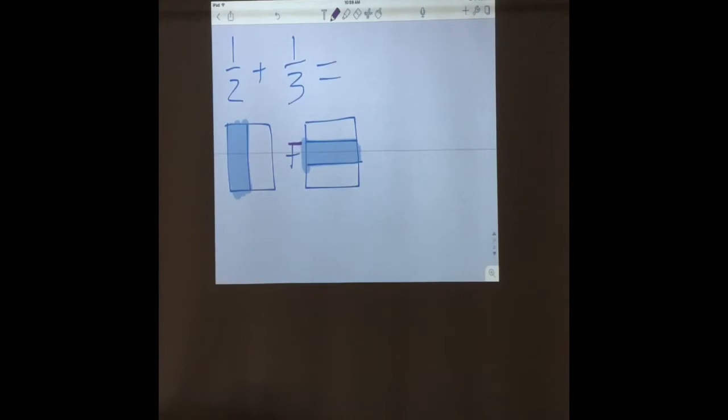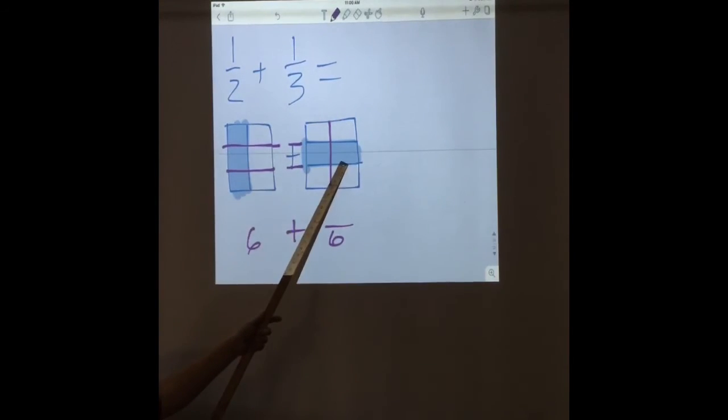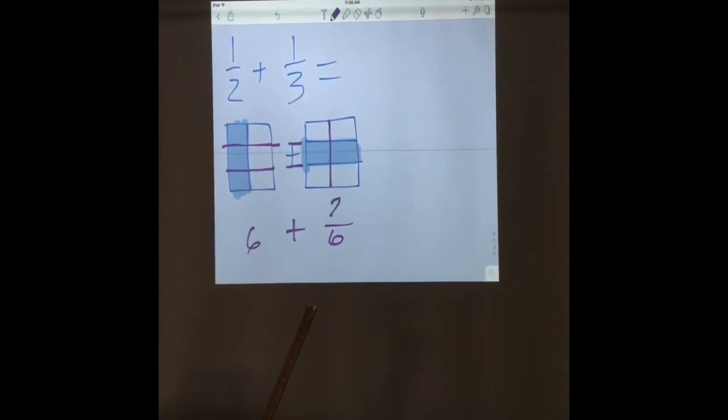We take our lines and we go like this, and then we make this line and it goes like that, and then we put our half line over here, right? What is our bottom number now? 6. Okay, it is 6, right? How many sixths do we have filled in here? 2. Nice. How many sixths do we have filled in here? 3. And can we add these together now?